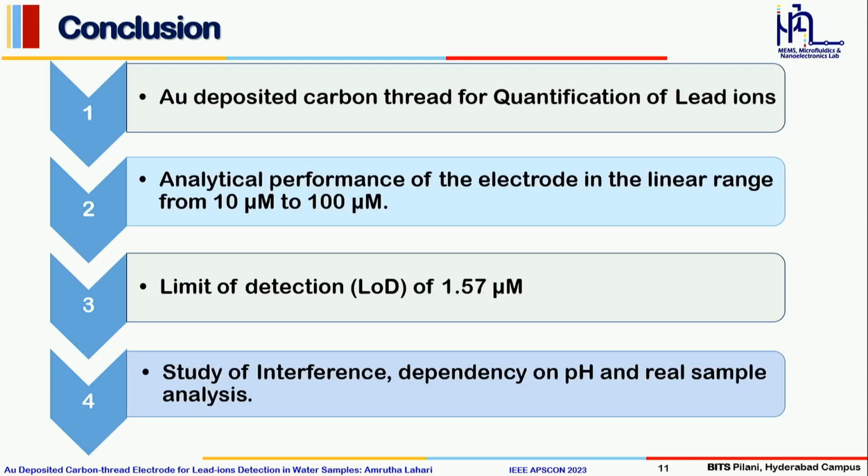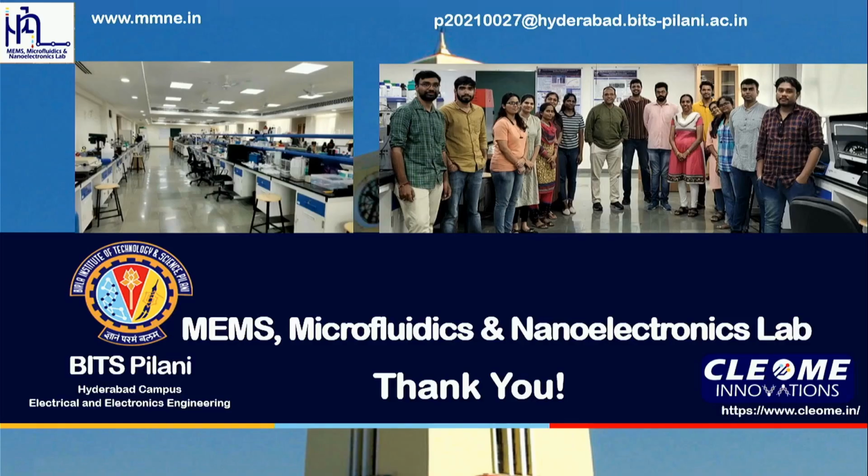These are the major things you can conclude about my research. The technique was very simple: Au deposited carbon thread for quantification of lead ions, with a linear range of 10 micromolar to 100 micromolar. The limit of detection was calculated to be 1.57 micromolar. All the studies, like interference, pH effect, and real sample analysis, were performed. So, thank you.